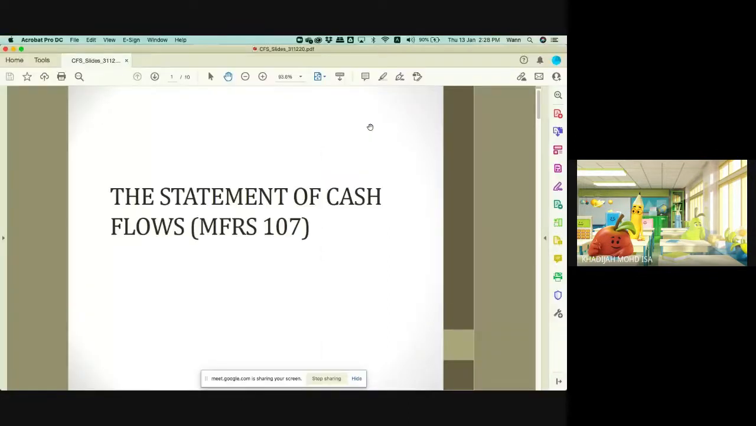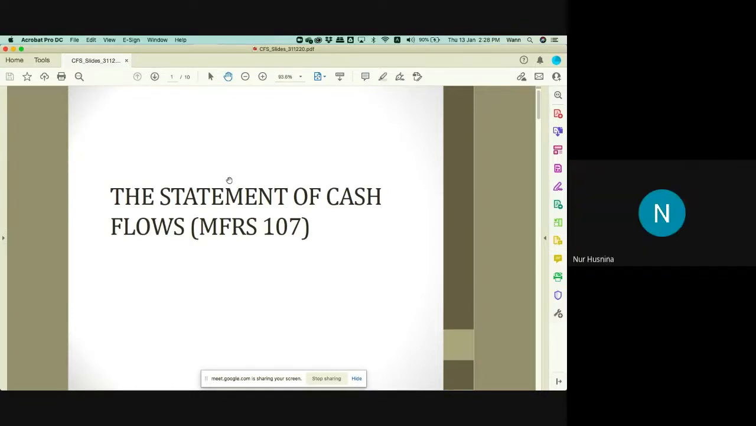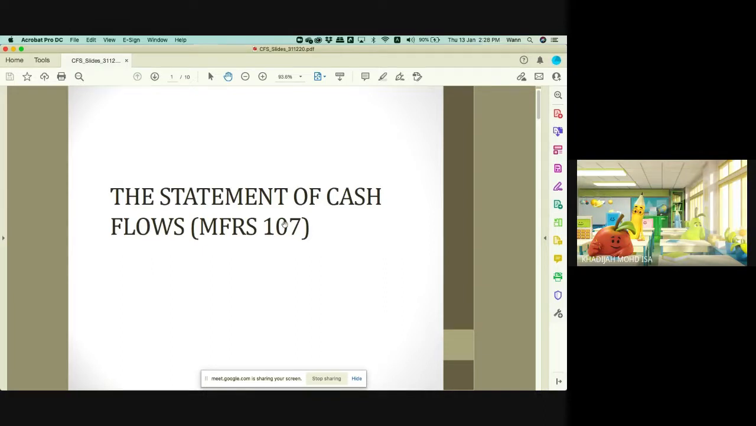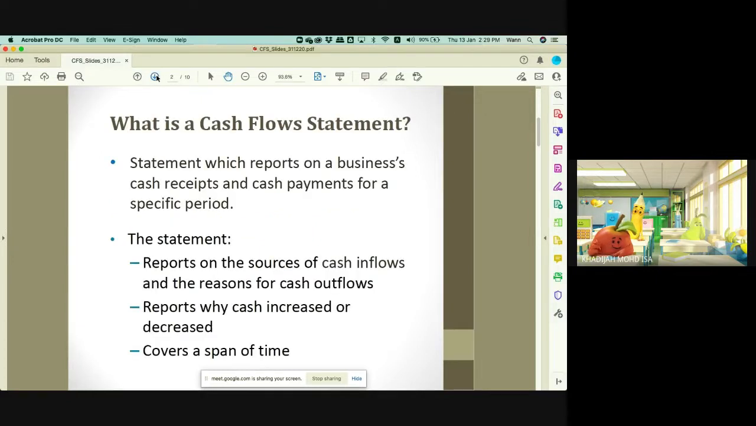Okay, can you see this clearly? The statement of cash flow? Yes. Okay, so there are only 10 slides now. So what is a cash flow? It's a statement which reports a business's cash receipts. As the name says, cash flows, the flows of the cash.